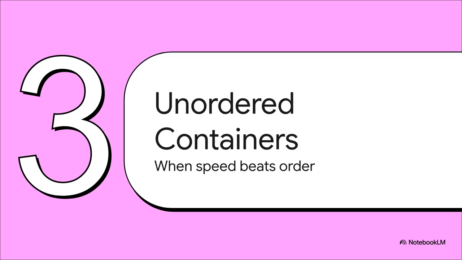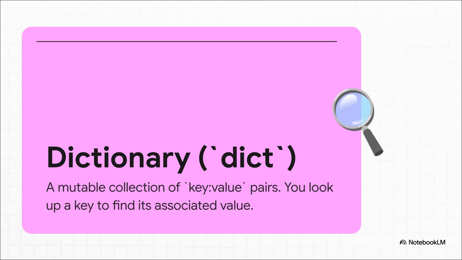Okay, so sequences are great when order matters. But what if it doesn't? What if your number one priority is just finding things incredibly fast, or maybe making sure you have absolutely no duplicates? Well, for that, Python gives us two other amazing containers that are unordered. The first one is the dictionary, or dict for short.